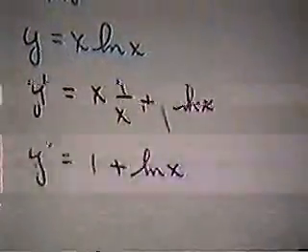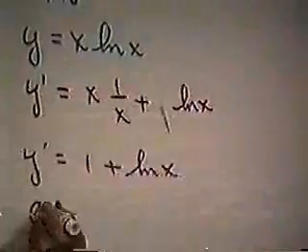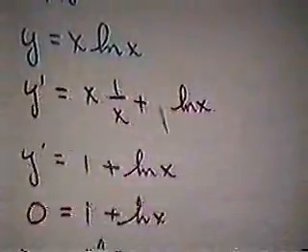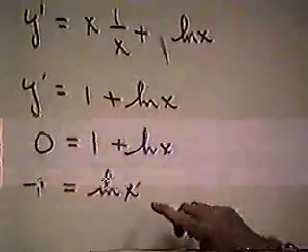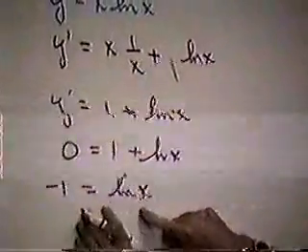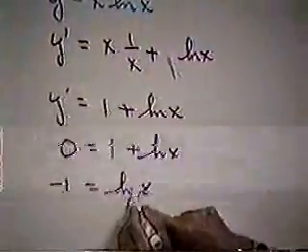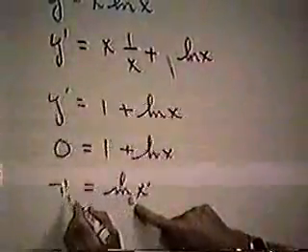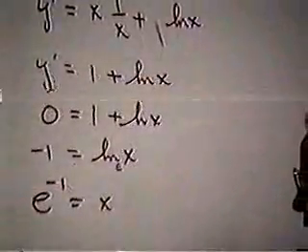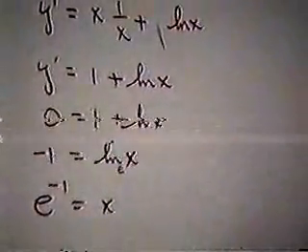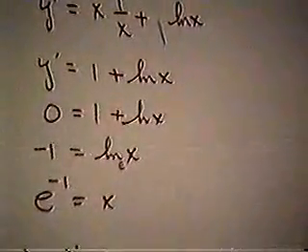Now, how do we find max and minimums? We take the first derivative, set it equal to 0, so negative 1 is equal to the log of x. Now, this is why we start at the very first part of this tape. How do we solve for x? Well, here we go. We take e raised to that power is equal to x, and there it is. That is the point that we're looking for to be a maximum or minimum.